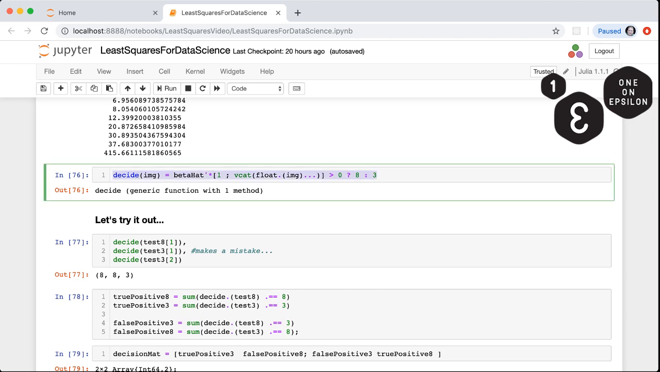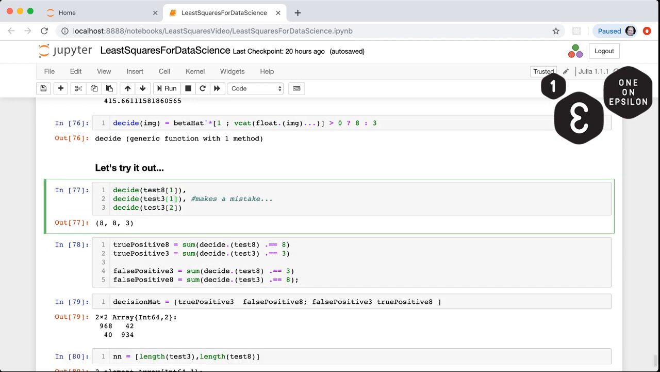What does the classifier do? The classifier gets an image, and it computes beta hat transpose times 1 followed by the image, where the 1 is for beta 0. This vcat float on the image takes the columns of the image and makes a vector from it. If that is greater than 0, it's going to say the digit is 8, otherwise it's going to say the digit is 3. Let's try it out on a few digits. We try it out on the first 8, and we get an 8. We try it out on the first 3, and we get an 8. That's a mistake. We try it out on the second 3, and we get a 3.